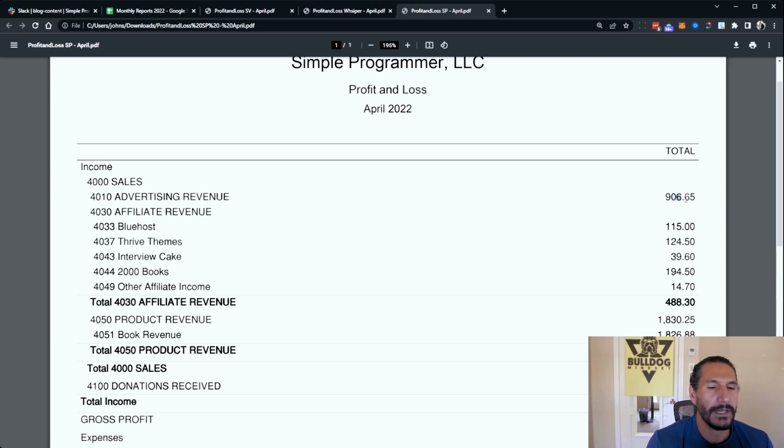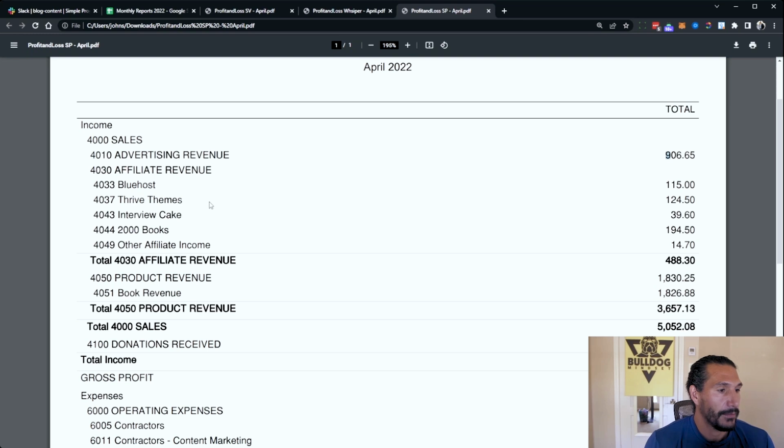I think this is ad revenue on the blog mostly and some YouTube because I've got some banner ads on there. Not a great way to generate revenue, to be honest with you. Some affiliate revenue.